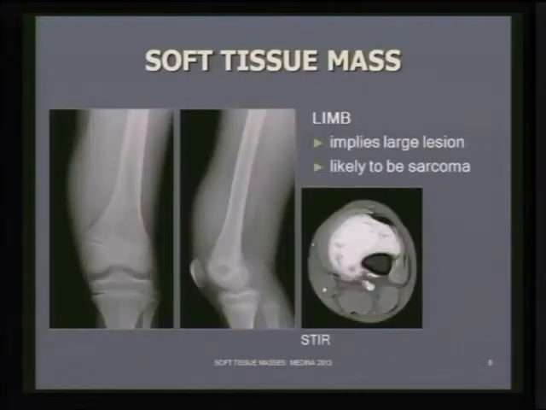But in this situation here, where we have a large soft tissue mass on the medial aspect of the distal femur within the thigh, because it's visible, because it's in a major limb, it's very, very likely to be a sarcoma. So here we see the case, a large mass in the anteromedial aspect of the thigh, and on the T2-weighted fat suppressed axial images, we see a very large lesion between the quadriceps tendon and the femur, and this turned out to be, at biopsy, primary soft tissue Ewing sarcoma.